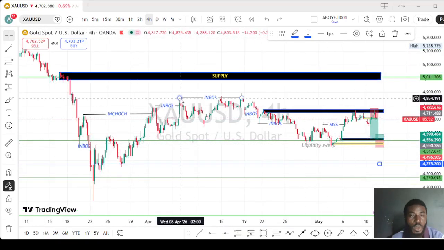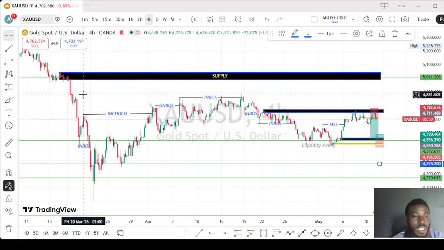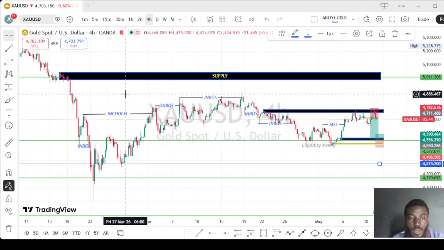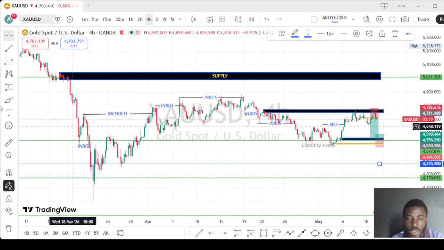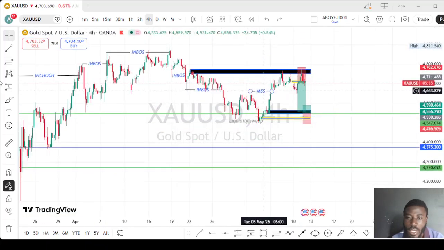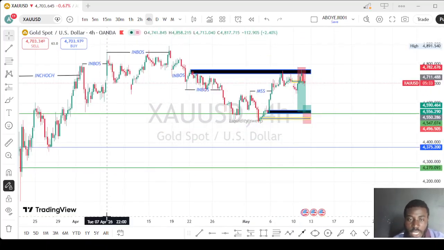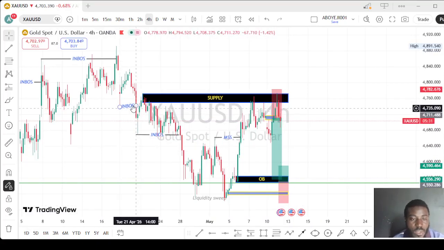But what we are expecting, this is the supply that pushed the market down. You can see this is the supply that pushed the market into a downtrend again, and this is the next supply we are expecting for our TP. But let's just see the recent trend now. This is the recent trend.